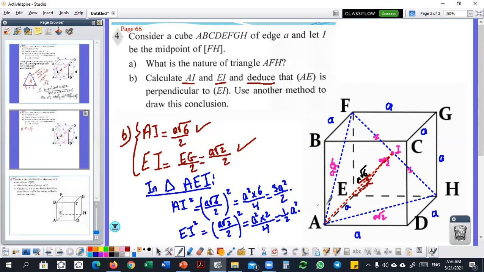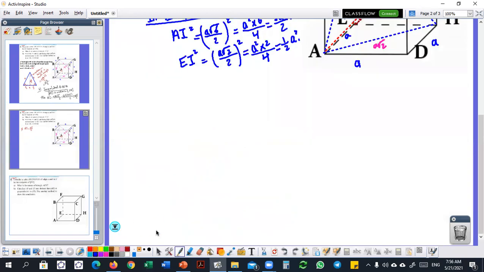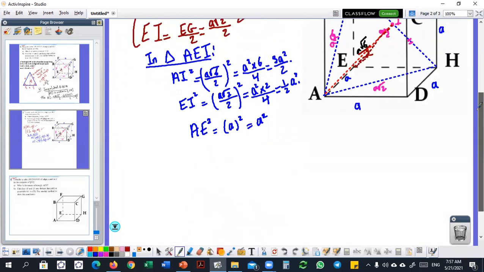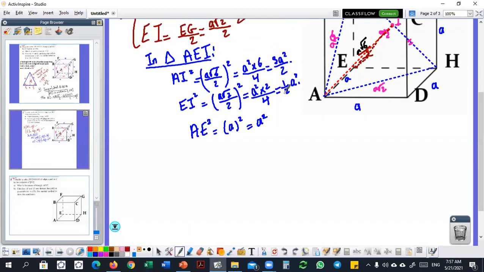Let's see the remaining side, which is AE. Triangle AEI is composed of AE, AI, and EI. AI and EI we put here. AE is an edge. How long is AE? It is a squared. So you have 3 measurements: 3a squared over 2, half a squared, and a squared. Which is the longest one? Surely the first one, because 3 over 2 means 1.5.